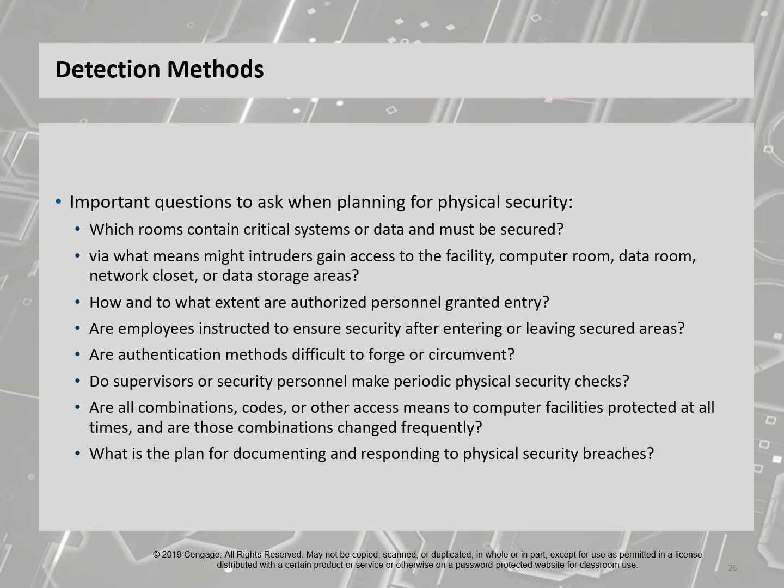Now, when we're planning for physical security, we need to ask some questions. Which rooms contain critical systems? By what means would an intruder gain access? To what extent are authorized personnel granted entry, and how does it occur? Are employees instructed to ensure security after leaving or entering a secured area? Do they make sure the door closes? Is there a physical lock that they need to turn? Are authentication methods difficult to forge? Remember that there's an inversely proportional relationship between security and convenience. So the more convenient something is to use, the less secure it actually is in most cases. So we need to make sure we're keeping an eye on that.